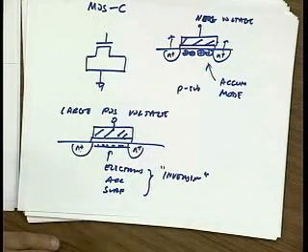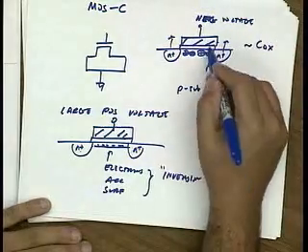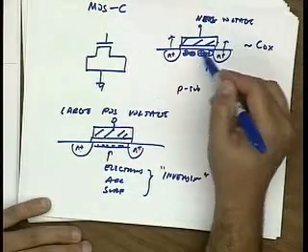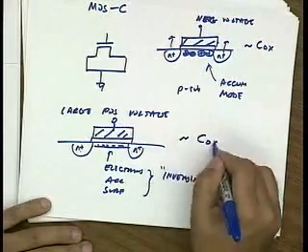So the capacitance in this region is roughly Cox, right? Where Cox is WL epsilon over Tox. And the capacitance here is apparently also Cox.